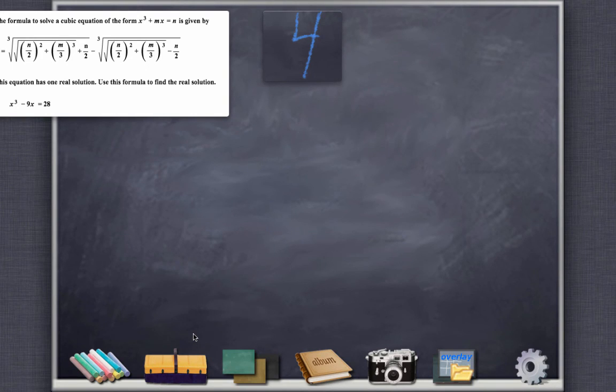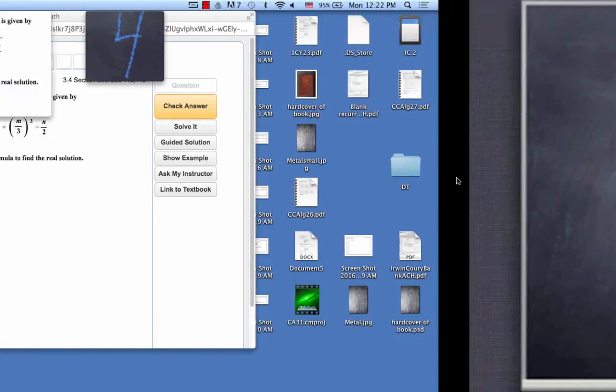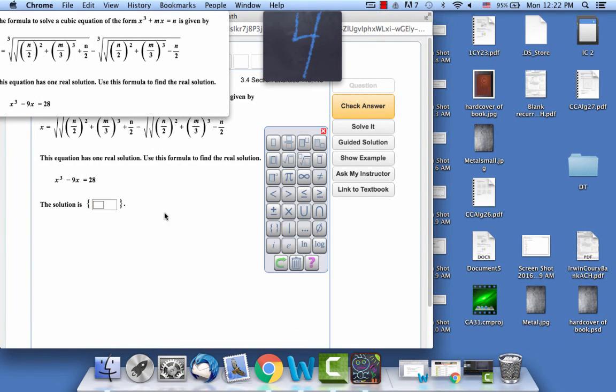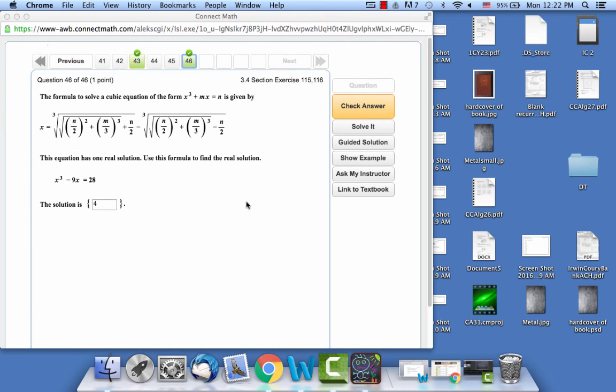Just to check, 4 cubed minus 9 times 4 equals 64 minus 36 equals 28. So way more complicated formula, but still really comes down to identifying two numbers and then plugging them in. You could have put this whole mess into your calculator once you knew the m and the n without doing it the way I did, the long way.